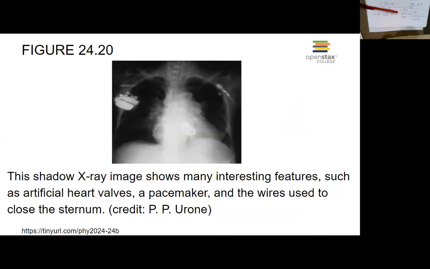This is one of the X-ray images where you can see the pacemaker here in the human body and then the wirings. The X-ray has different penetration depths according to different materials. So for metals, it has less. You can see that.